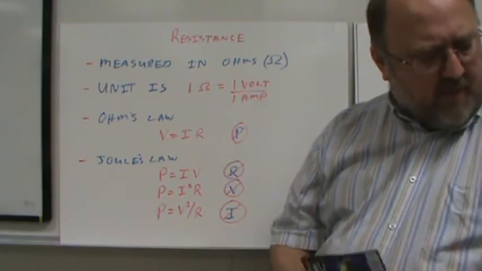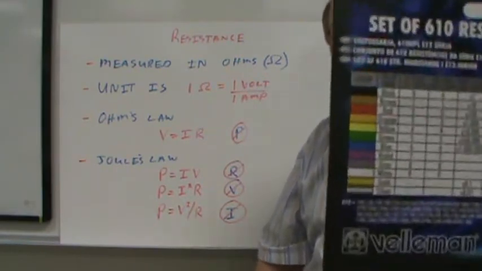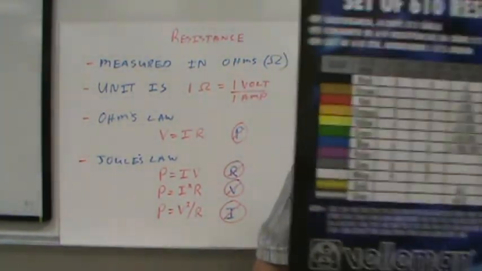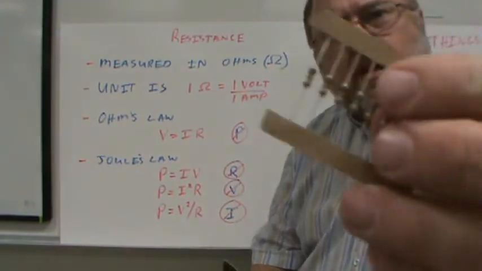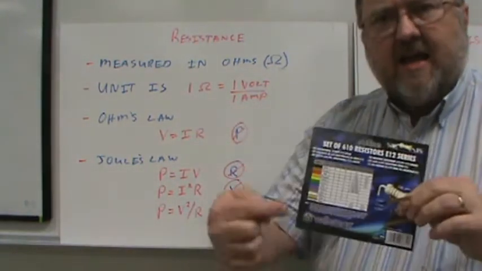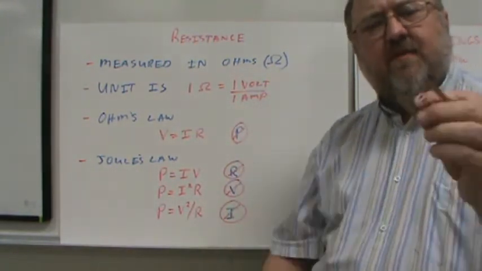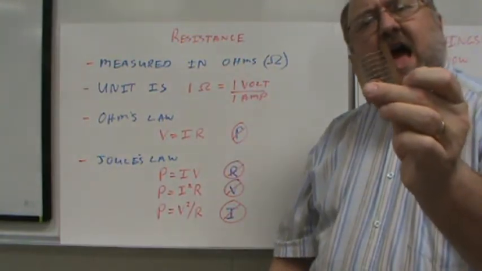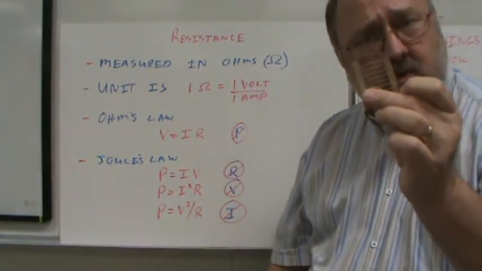When I bought that big pile of them, it came with this little chart. You see the colors there? The colors on that match the colors on this. And I can look at this chart and figure out how much resistance a resistor has.